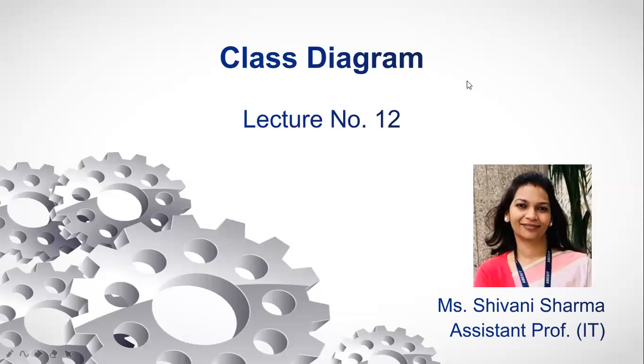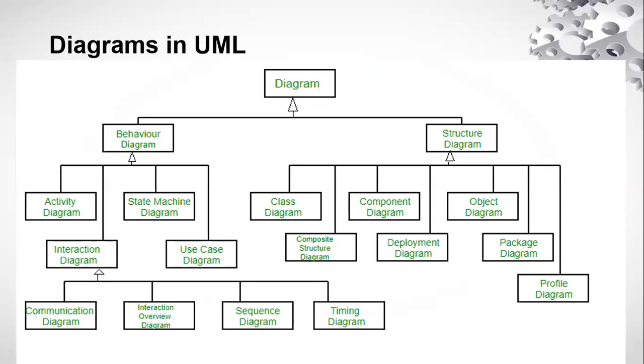Okay, so we are going to start with our next lecture. Today's lecture is about class diagrams, right? I have already told you in the earlier lectures that we have diagrams in UML, and these diagrams are broadly categorized into two: the first one is the behavioral diagram, and the second one is the structural diagram.